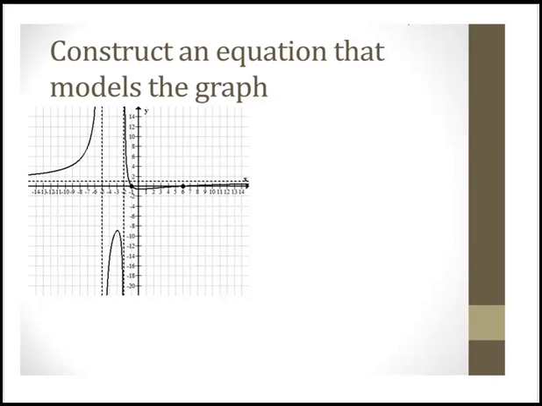Alright, so now let's kind of turn this idea around. Here we're given a graph and we want to come up with a function that models it. So to do this, we are going to look at the information given: asymptotes, intercepts, and then the general form of the function. So I'm going to first focus on the asymptotes. I have a vertical asymptote at -5 and a vertical asymptote at -2. So what that tells me is I need a factor of x plus 5 and a factor of x plus 2 in the denominator.